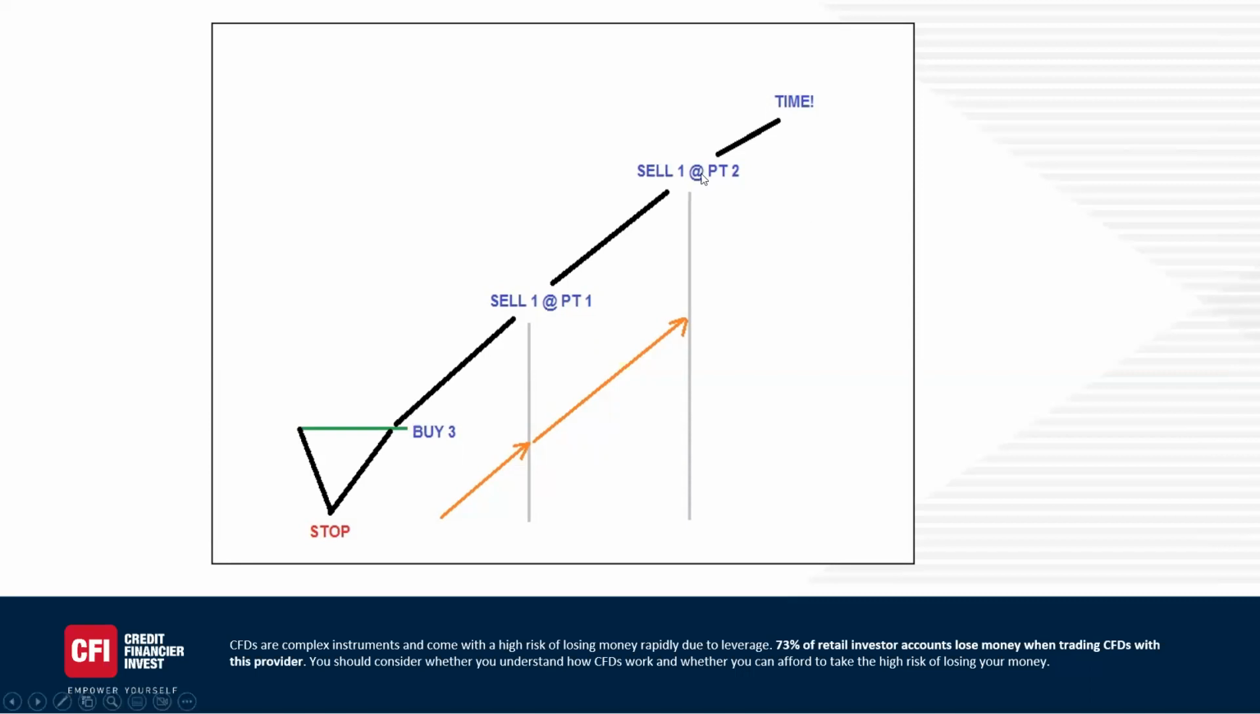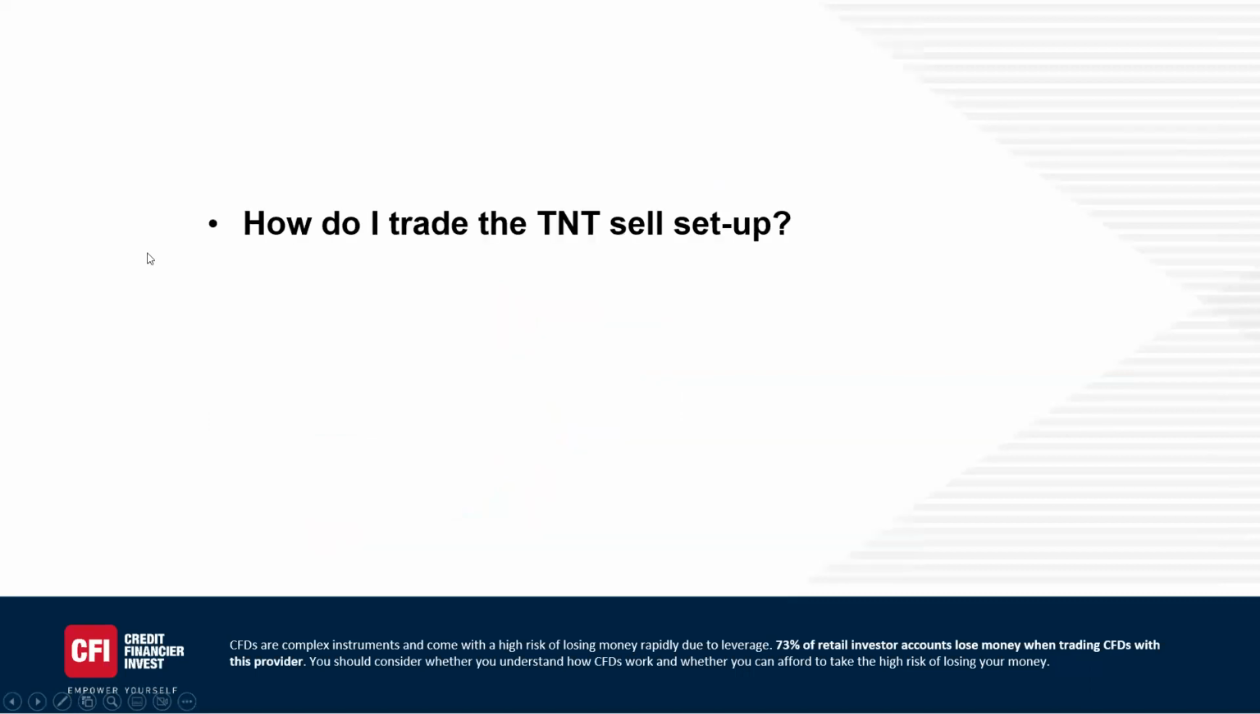If, however, the market doesn't come back down to PT1, I just get out at the time-based exit. So if this happens to be maybe 2 days or 3 days, I'll just get out at the close of 2 or 3 days. Simple as that. I'll walk away and then let somebody else have a go.